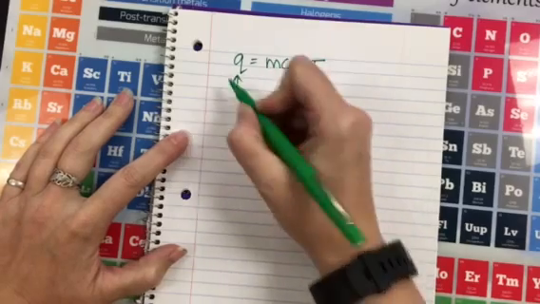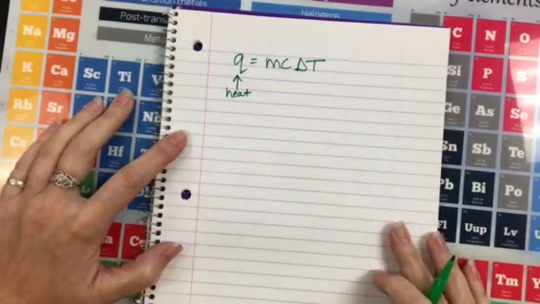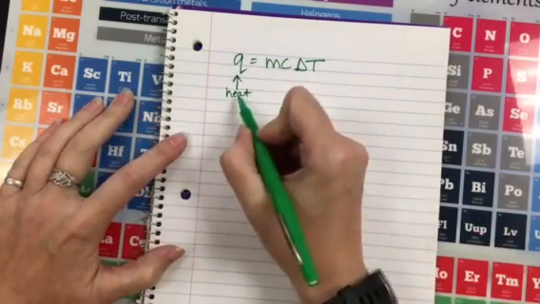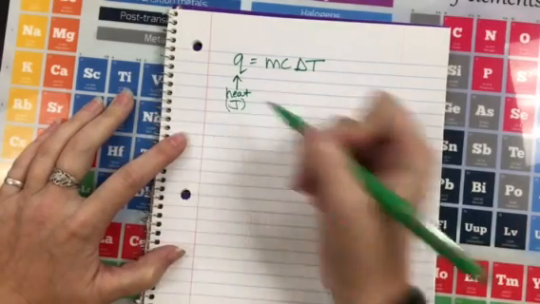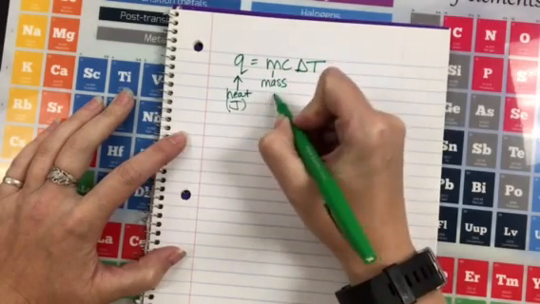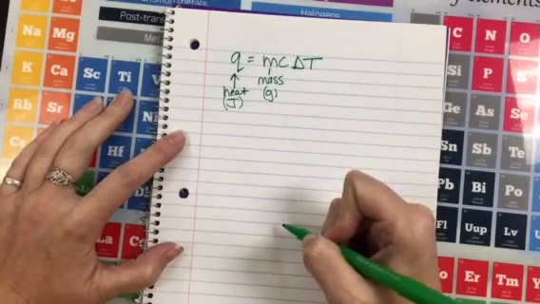So this Q that's right here, this is heat. The heat can be absorbed or lost, so you can have a positive heat number or you can have a negative heat number. For your heat, we're going to measure that in joules. M is your mass. Your mass we're going to measure in grams. If you don't have grams, you're going to convert, so you do.